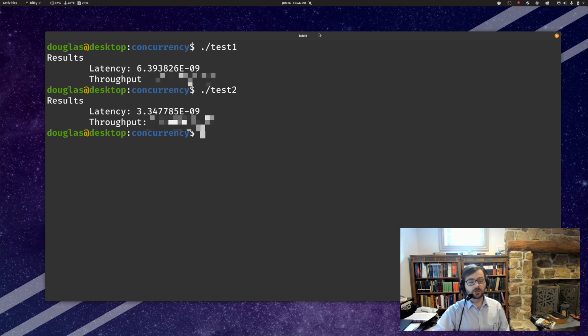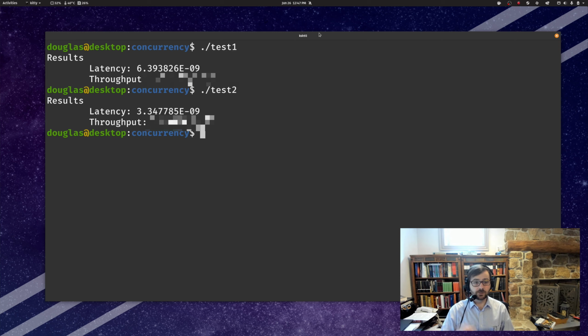So what we have here in front of us are the results of this benchmark program I've been playing with. I am measuring two things. I am measuring latency and I am measuring throughput. So latency is the amount of time that it takes from when I call the function that I'm benchmarking to when I get my result. And throughput is the number of times that I call the function in a given per unit time.